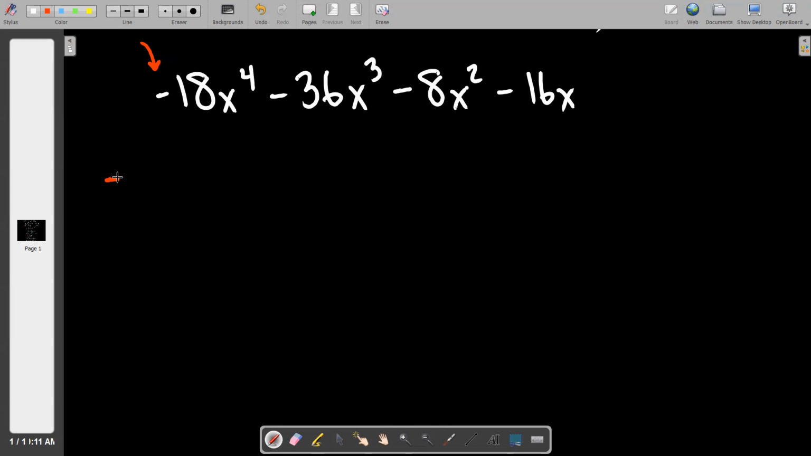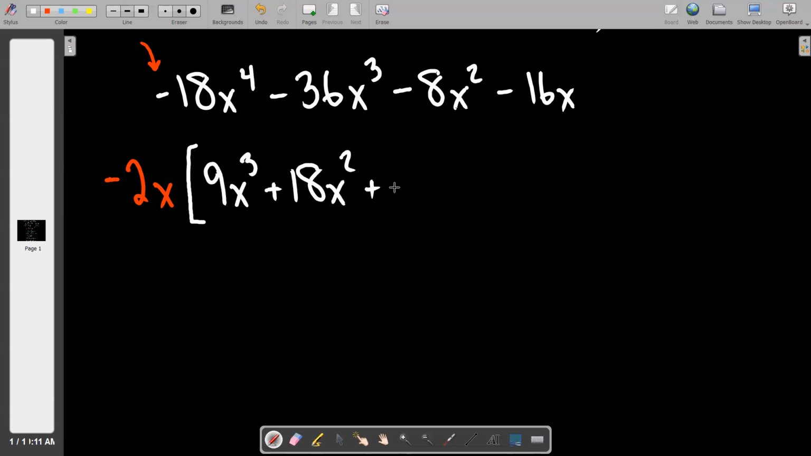What else can I get out of the whole thing? I can get a 2. Good job. And yes, Sadie, I can also get an X. Very good. So pull out as much as you can, and then you'll expose the math problem that we want you to do. And the math problem I'll put inside of a set of square brackets, because I just want to separate square brackets from some round parentheses that are going to be popping up here in a minute. So what is my new math problem? 9x cubed plus 18 plus 4x plus.